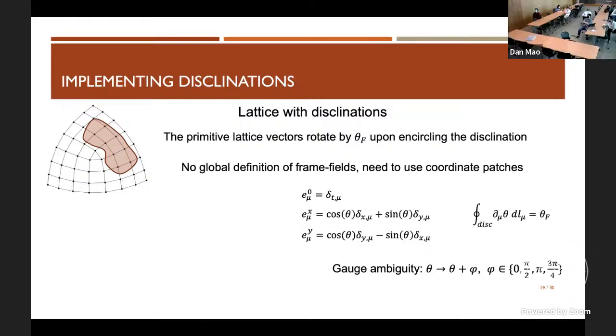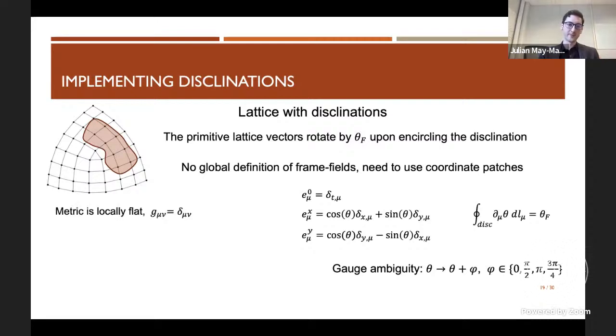So having these frame fields in hand, let's now open up a general relativity book or some sort of different geometry book and try to learn more about the underlying manifold itself.